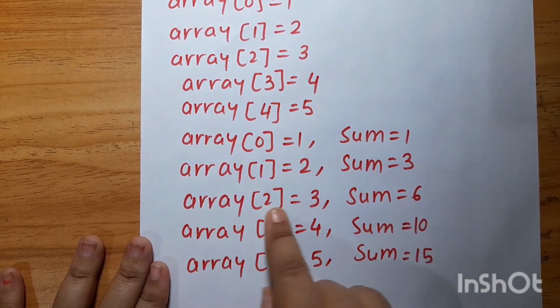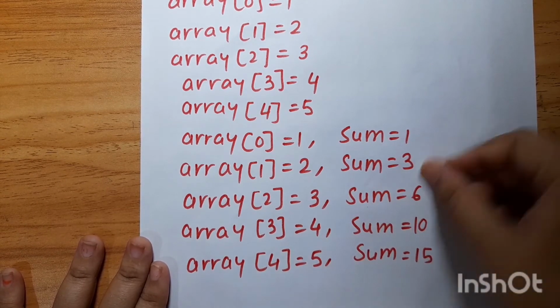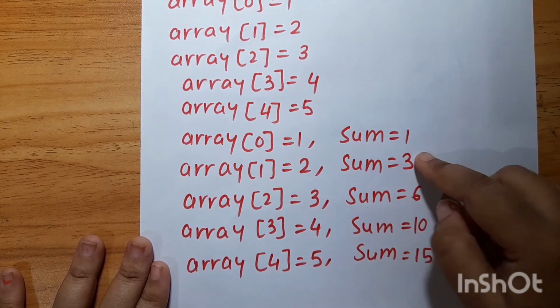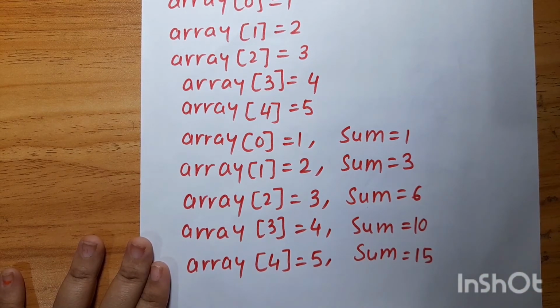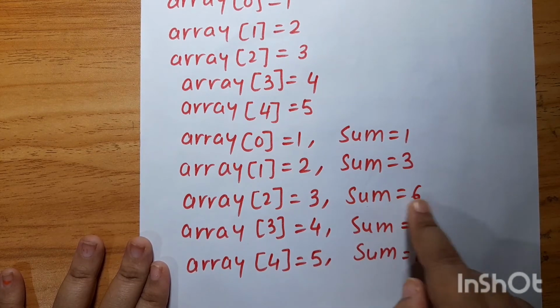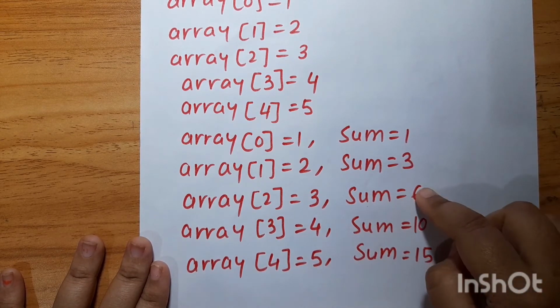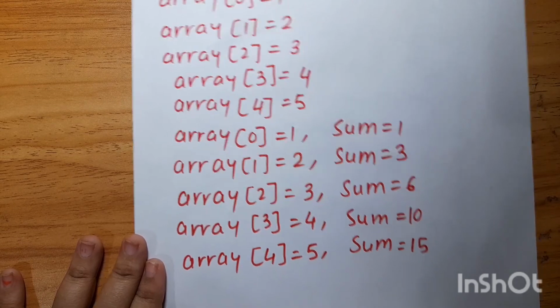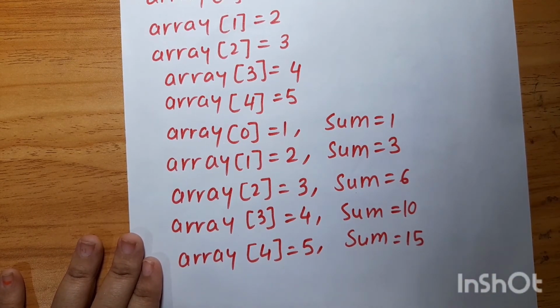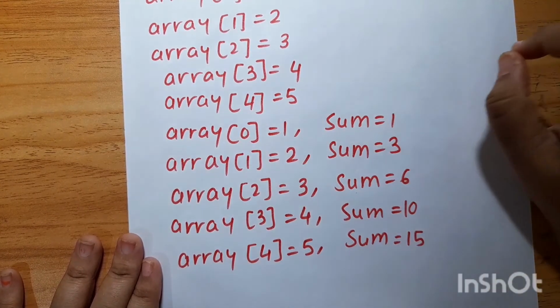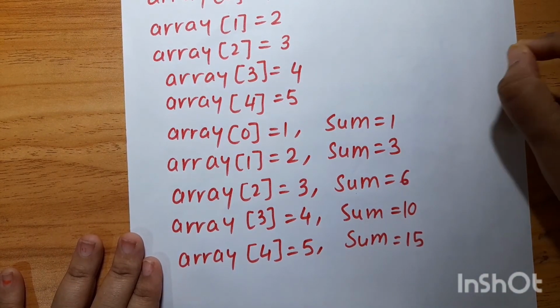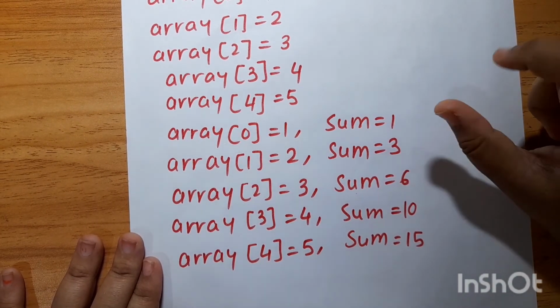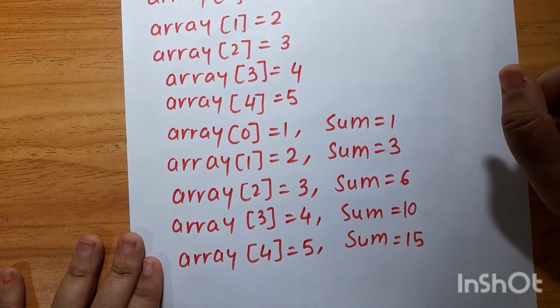Then array 2 is 3. Earlier the sum value we got was 3, so 3 plus 3 is 6. Next time, array 3 value is 4, so the value stored in sum is 6 plus 4, that is 10. Then array 4 value is 5. So what would be the final value stored in sum? 10 plus 5, 15. So every time, this sum variable gets updated: sum is equal to sum plus the element of the array for that particular index.